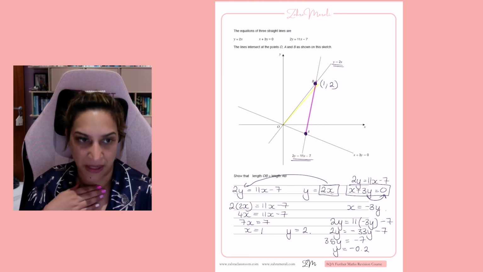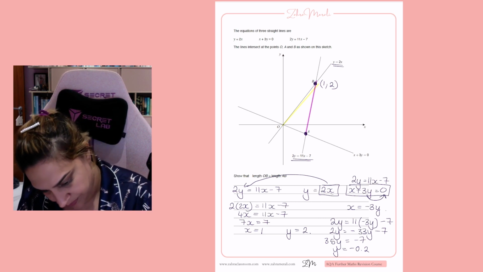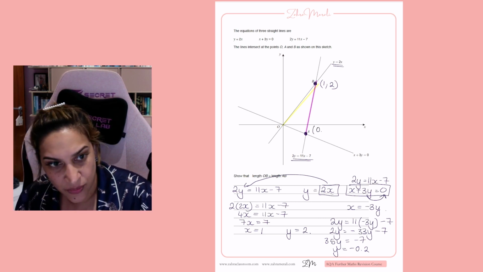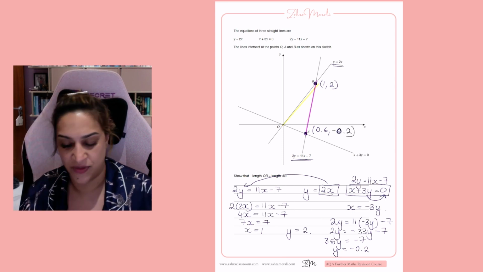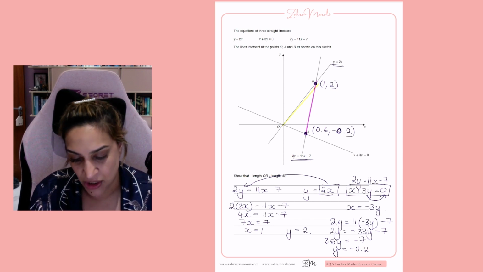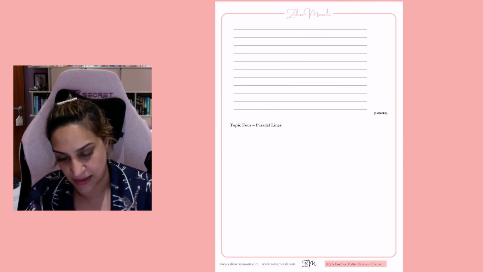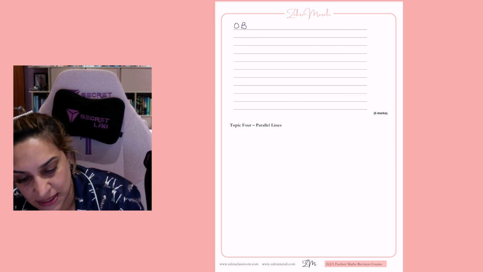Then we can sub it back into here. Minus and minus make a plus, so plus 0.6. So this is going to become plus 0.6, minus 0.2. Right, so now we've got our points. We want to find the distance of OB, so the distance of O to B, and we're going to find the distance of A to B.